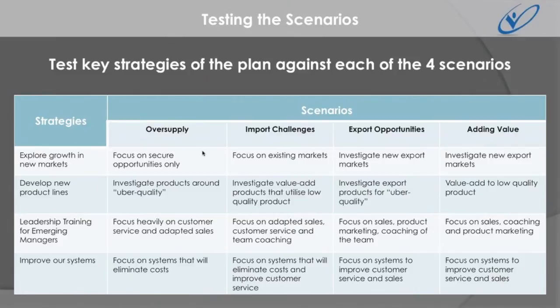Just as a contrast, where we said we had import challenges: the Australian dollar was high, but we had poor seasonal conditions, which led to reduced supply, variable quality product in the market, and bigger export challenges. Imports are still very competitive, with strong downward pressure on price. We thought we should focus on existing markets, investigate value-added products that utilize low quality product, again focus on adapted sales and customer service, and probably coach our team to handle a far more pressurized environment, and focus on systems that will eliminate costs and improve customer service.